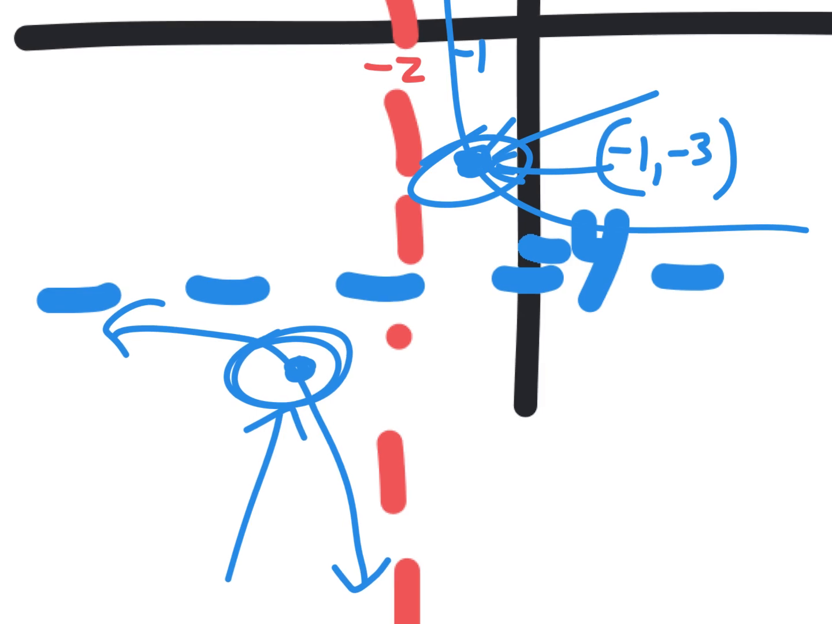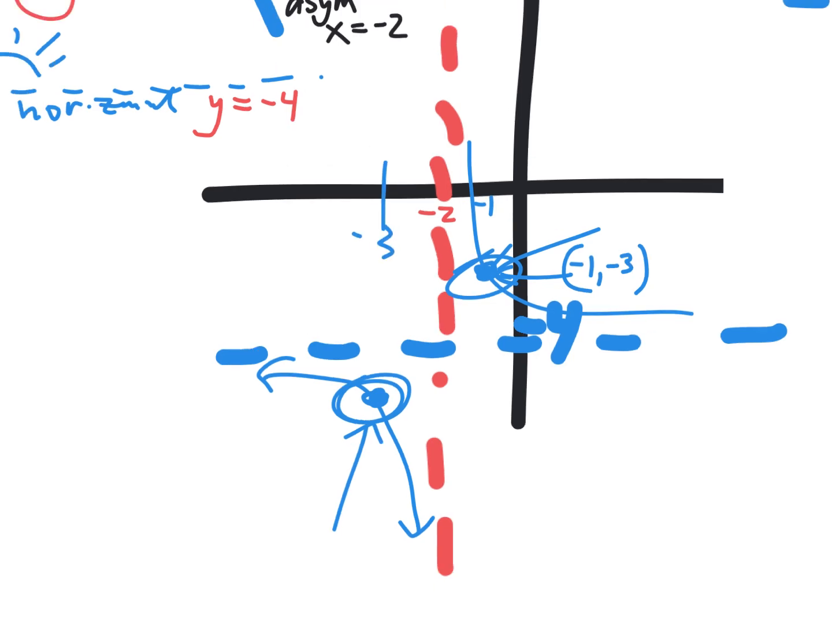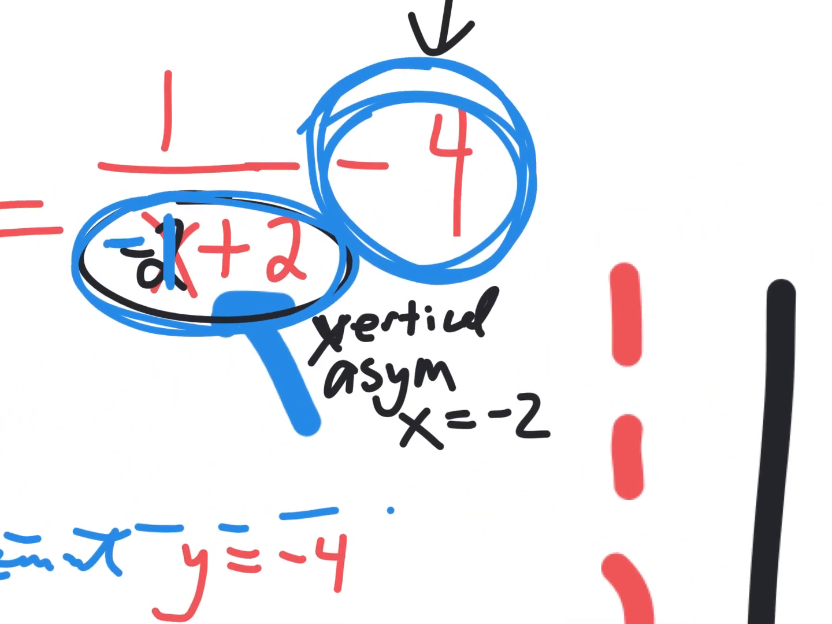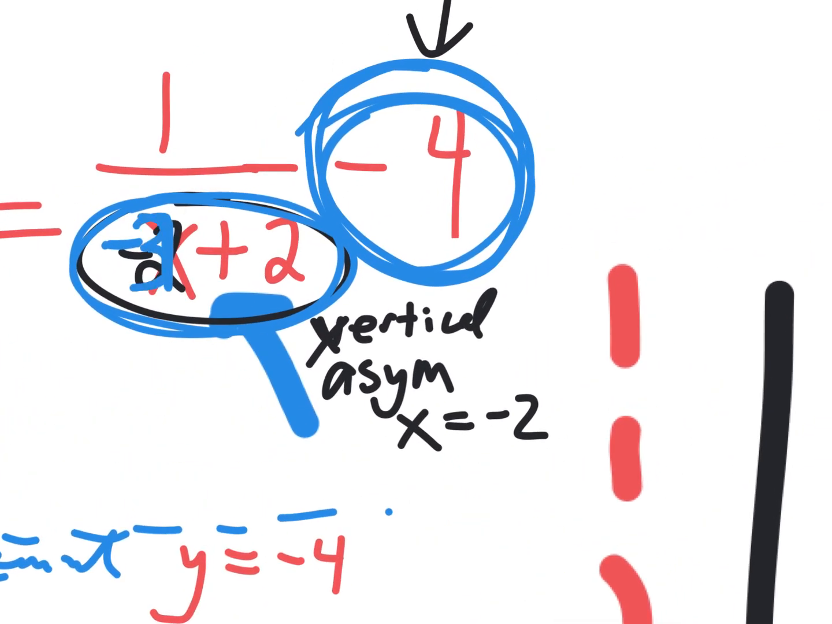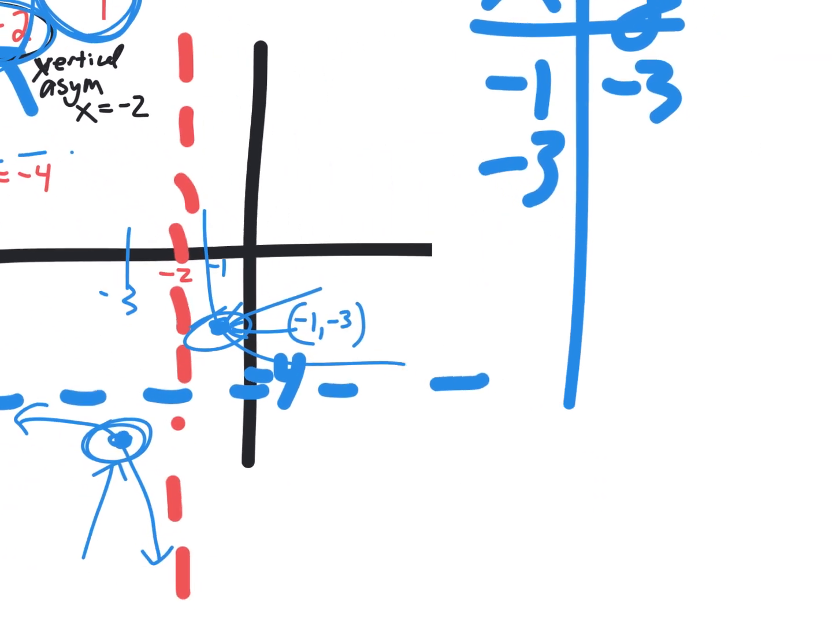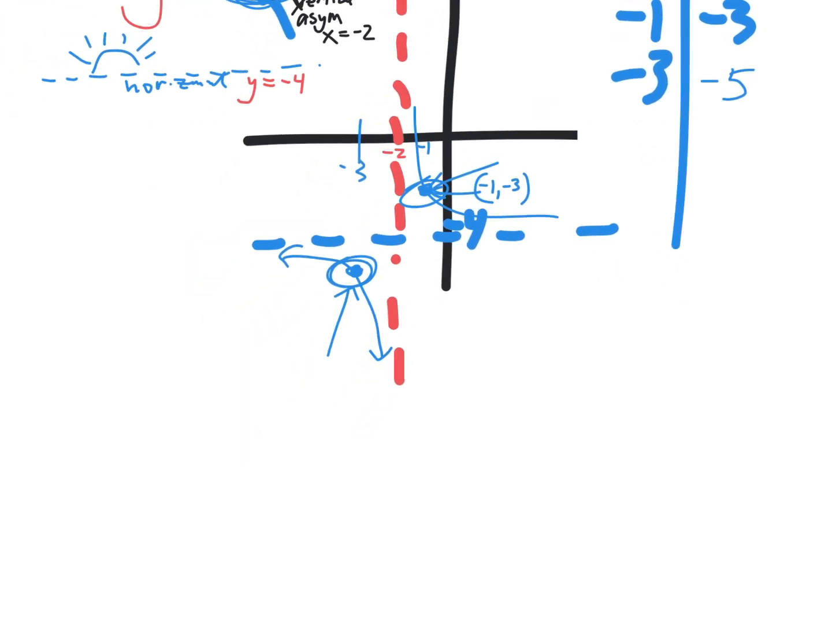And how about this one? Well, I don't know. It looks like maybe they put in like -3 because it's past this line. So maybe it's like -3. I'll check. I'm going to put in -3 and see if that's my magical point. -3 plus 2 is -1. 1 divided by -1 makes -1, minus 4 makes -5. And there's my 2 magical points. -3, -5.